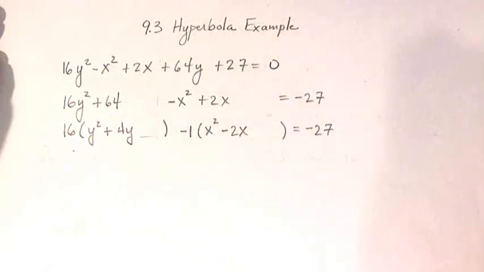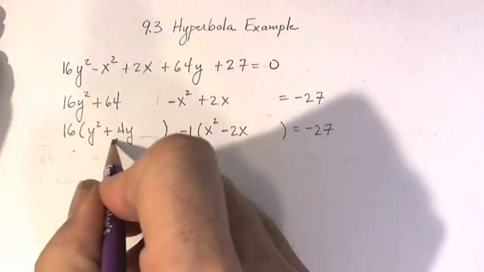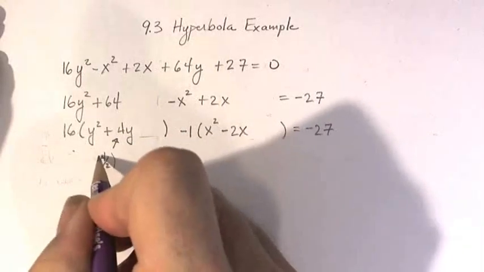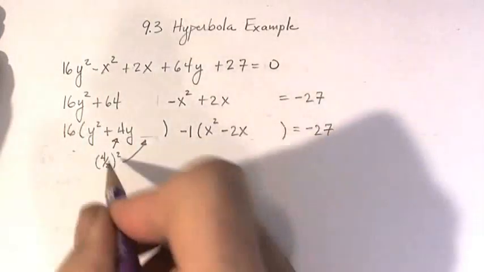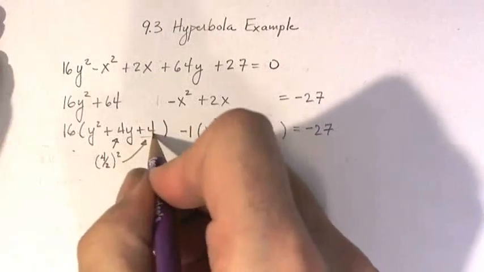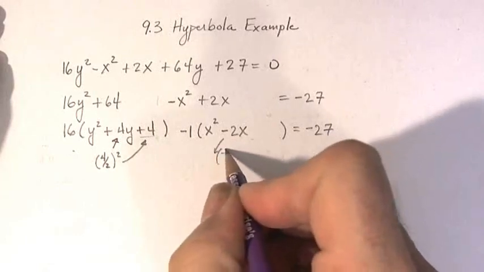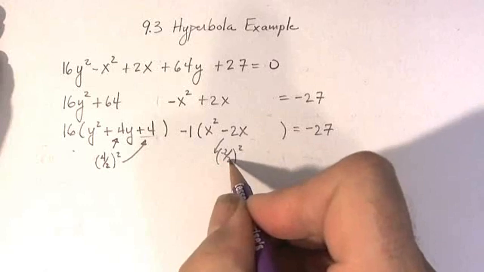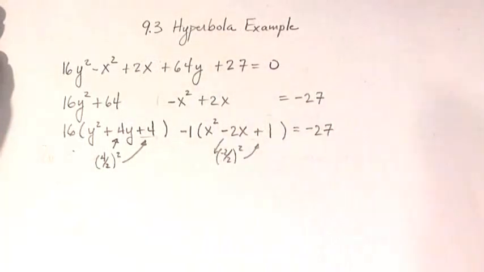It's minus 27. Now, to complete the square, you take this term right here, 4, divide it by 2, and square it. And it goes here. So 4 divided by 2 is 2 squared is 4. Same thing here. This is going to be minus 2 divided by 2 squared. Well, that's negative 1 squared is 1.